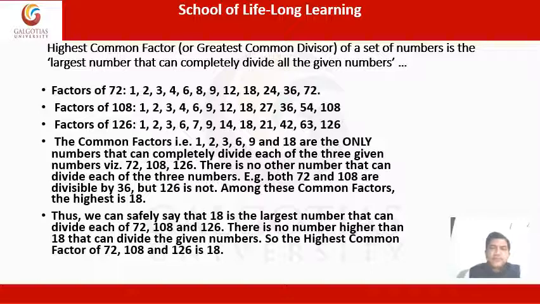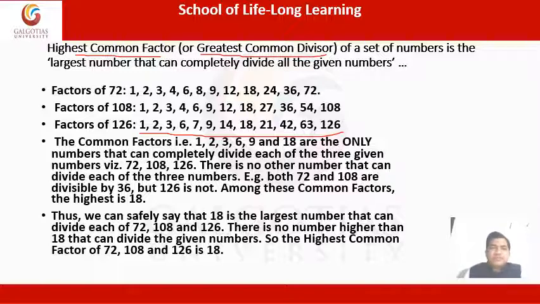Correct? These are the factors of 72. Similarly, the factors of 108 are 1, 2, 3, 4, 6, 9, 12, 18, 27, 36, 54, 108, correct? And similarly, these are the factors of 126, correct? Now, what is the meaning of HCF? What is the full form of HCF? Highest common factor or greatest common divisor, correct?